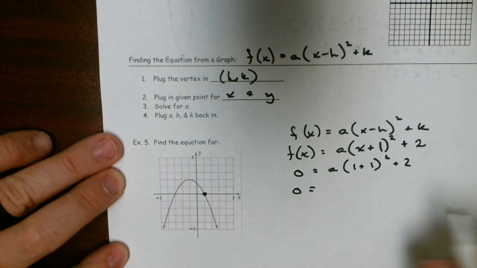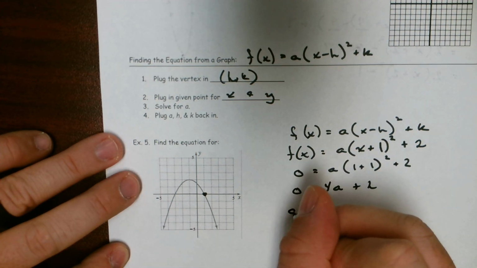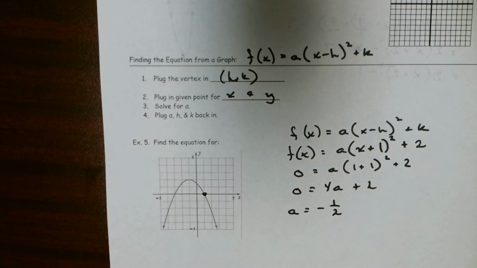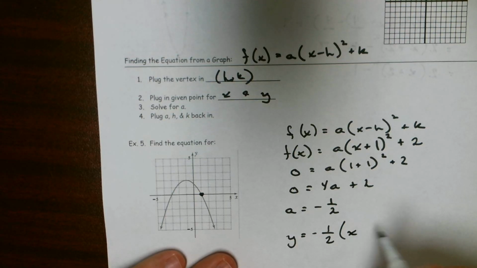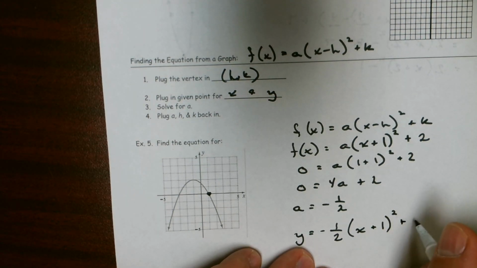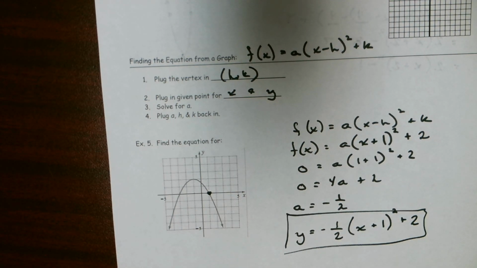So 0 is equal to 4a plus 2. a is equal to -1/2. So my equation is y equals, or f of x equals, doesn't matter, -1/2 (x plus 1) quantity squared plus 2. And there's our final equation.